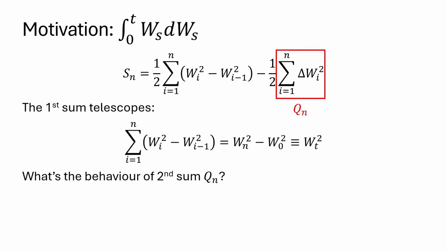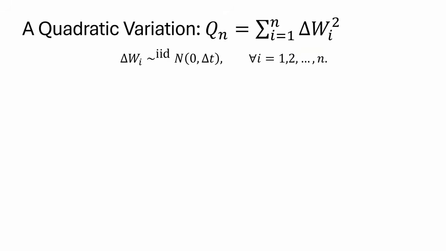But what about the behavior of the second sum? This is where things get really interesting. Notice that algebraically, the second sum cannot be simplified further. So perhaps we can say something about its distribution. Delta W_i are increments of the Brownian motion, which are independent random variables due to the independent increment property. They are also normally distributed, each with mean 0 and a variance of delta t, the length of the time subinterval. So Q_n is the sum of squared IID Gaussian random variables.